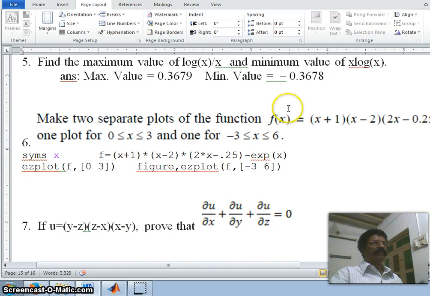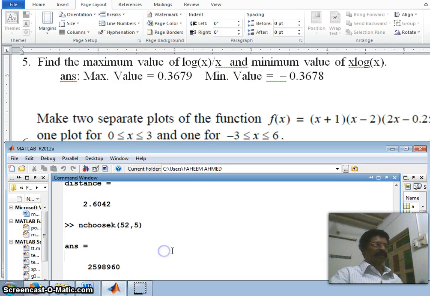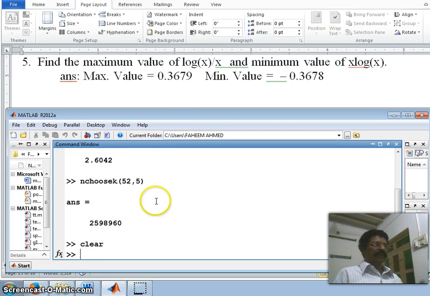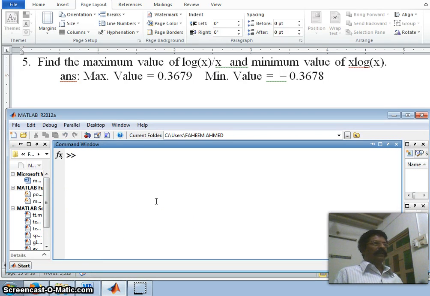Find the maximum value of log x divided by x and the minimum value of x multiplied by log x. Right, here this one is very simple. So let us go there. Let us take this one. Let us clear the command window. And now we want the equation log x by x.